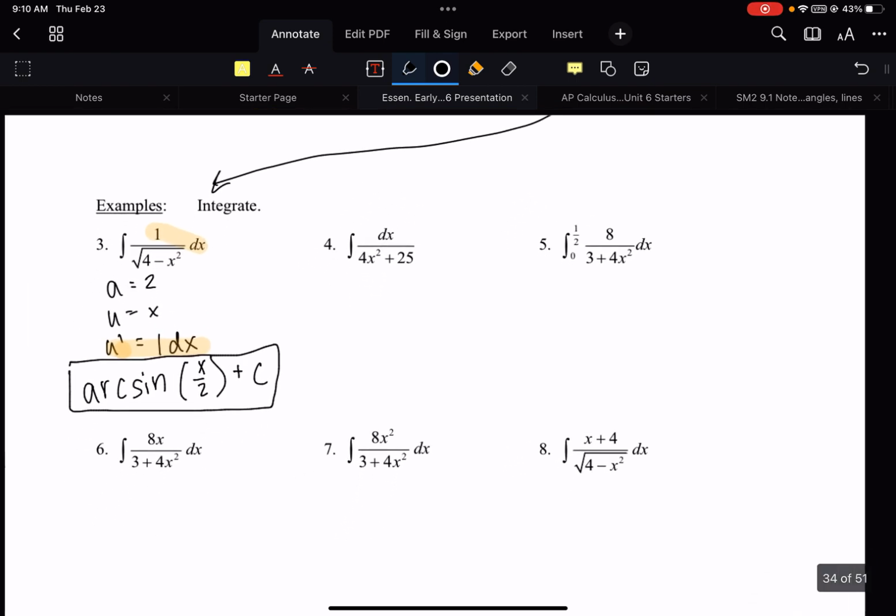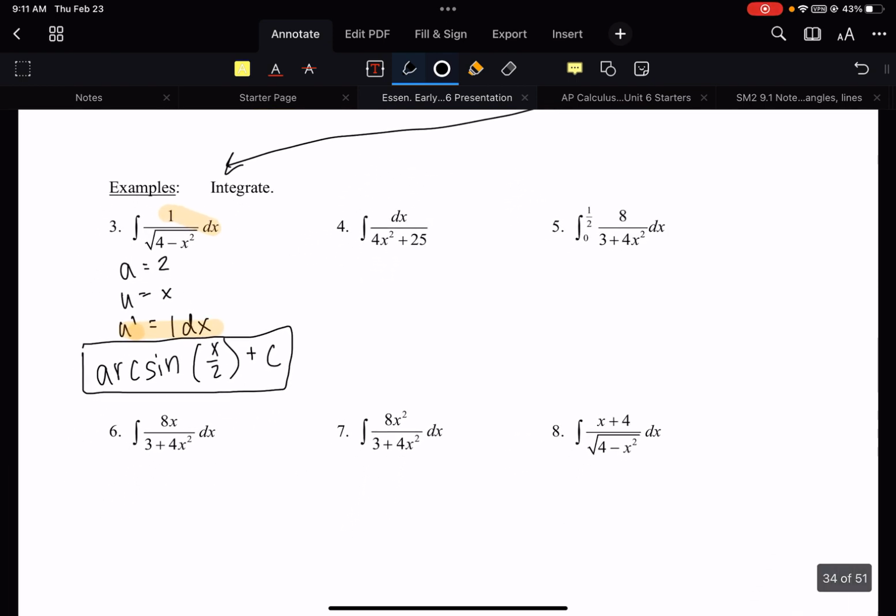Okay, let's go ahead and do another one. Hopefully you can kind of toggle back and forth between the formulas at the top and then these problems. So number 4, we're dealing with a function piece squared plus a constant squared. There's no square roots here. So this is going to be an arctangent problem. Okay, so we're going to find our a, our u, and our u primed.